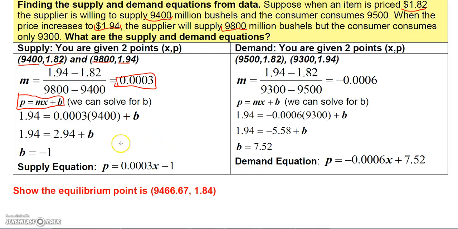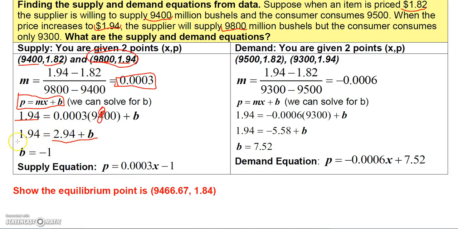Now actually I got the wrong value here. Actually the problem's right, but this should be the 9,800 here. So that should be 9,800. So I'm going to plug this point into the equation. I'm going to plug in $1.94 for the price, and for the x value that corresponds to 9,800. So I have $1.94 equals 0.003 for m times the x value of 9,800 plus b. Now when you multiply 0.003 times 9,800, it does come out to 2.94. So you can tell I did use the right value down here, but I just had the wrong number there.